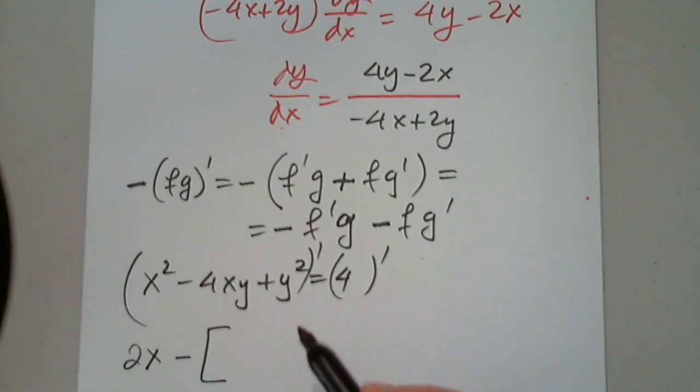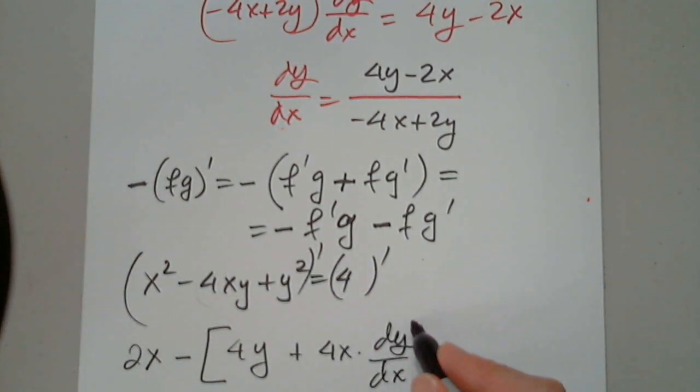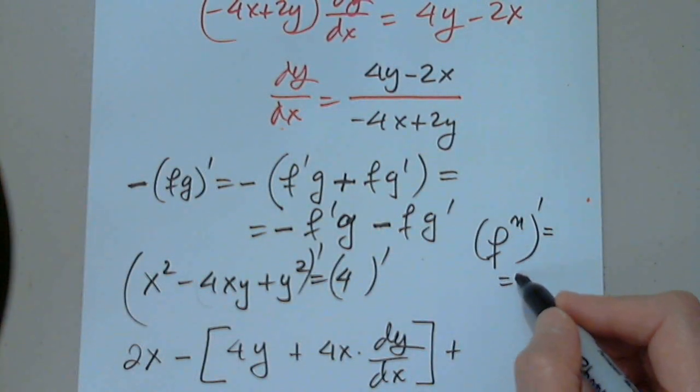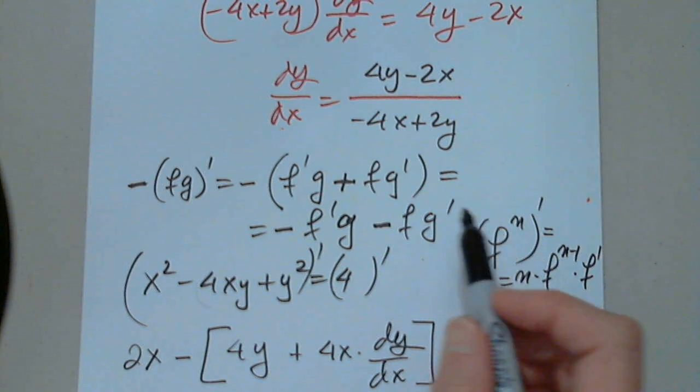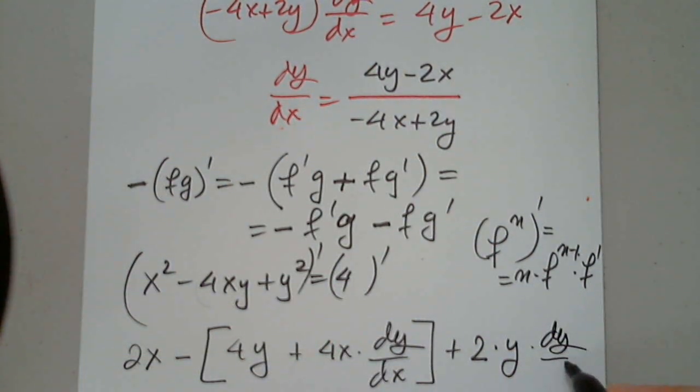2x minus first function prime is 4 times the second one plus 4x times the second function prime, plus a function to a power, one more time, prime is n times f to n minus 1 times f prime. If this is power 2, I bring down 2, and then 2 minus 1 will be the function to power 1 times the function prime, which will be dy over dx, and 4 prime is 0. And then distribute. You don't have to do it in one step. Is this better? Yeah, thank you.